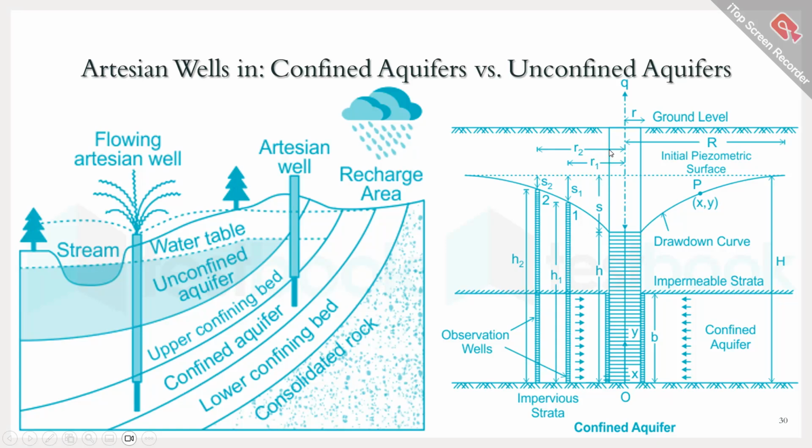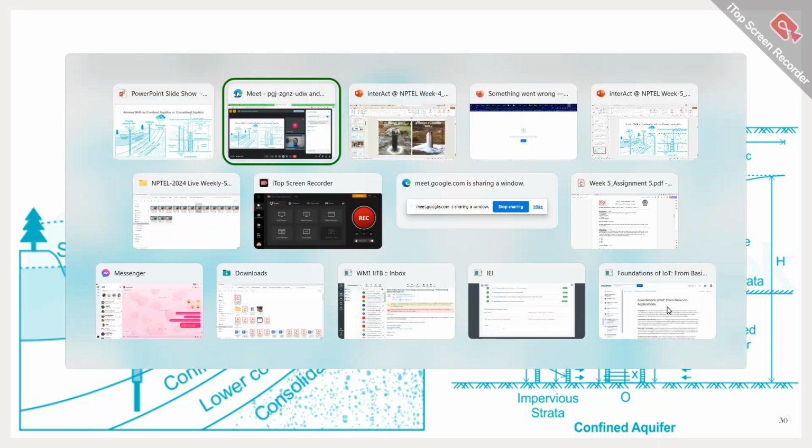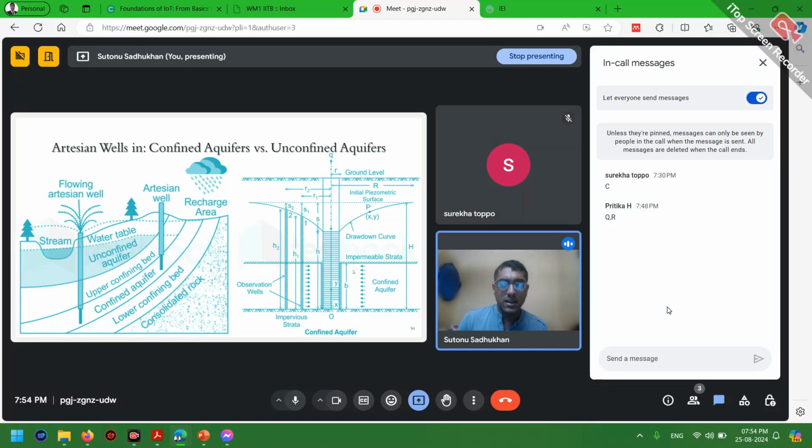So there is one formula, called the Thiem formula. That formula is used for solving these kinds of problems. For a confined aquifer, there is a different Thiem's formula, and for an unconfined aquifer, there is a different Thiem's formula, that we discussed in our earlier class.